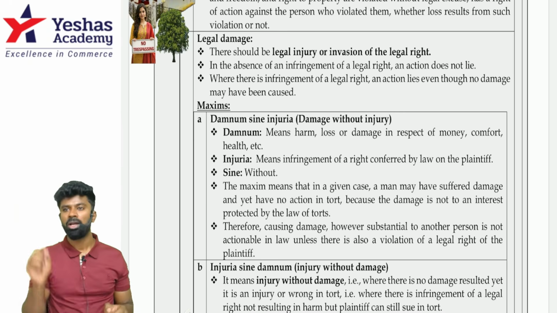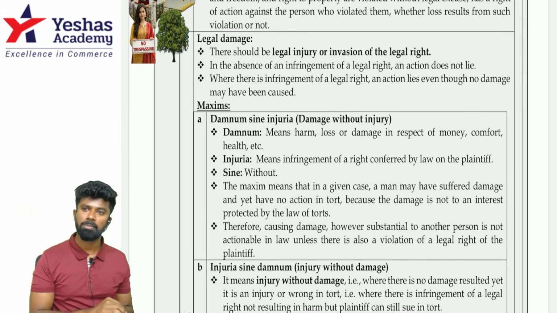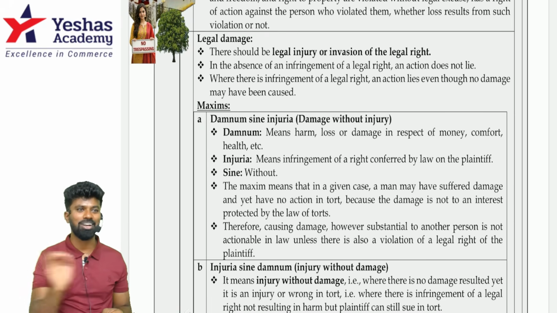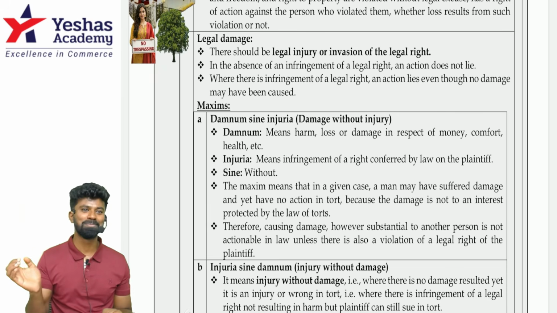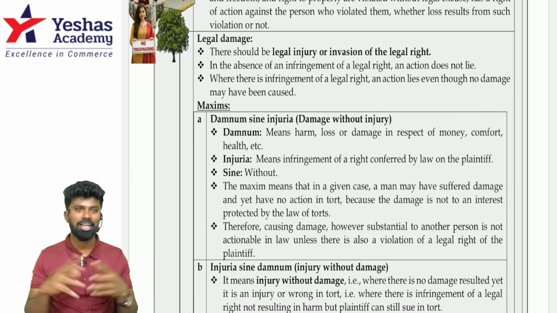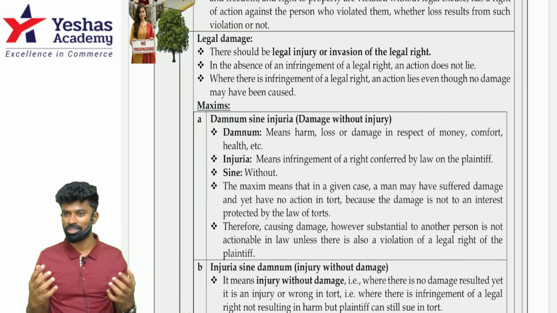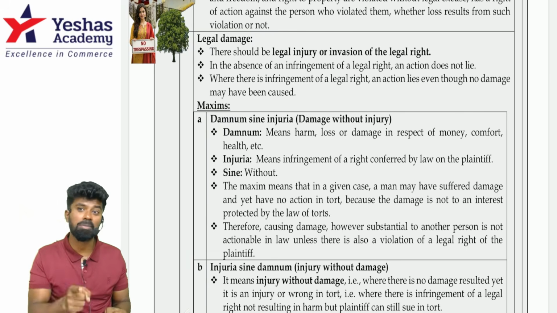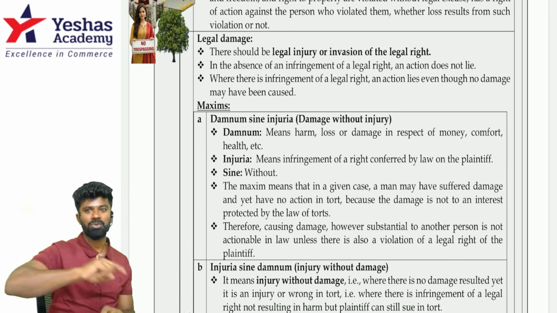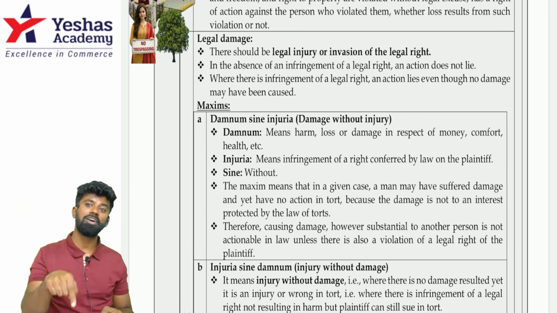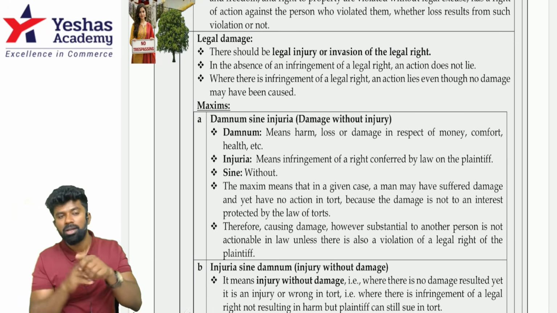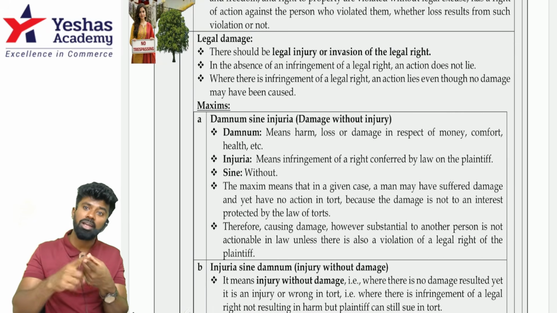Damnum sine injuria. Damnum means damage. What is damnum? Damnum, not dum dum. Don't write dum dum. Damnum sine injuria. What is damnum? Damage, violation of a right. We know what is damage and what is damages. What is damage? Infringement of legal right. What is damages? Compensation payable for the infringement of legal right. So damnum is damage. Damnum sine injuria.